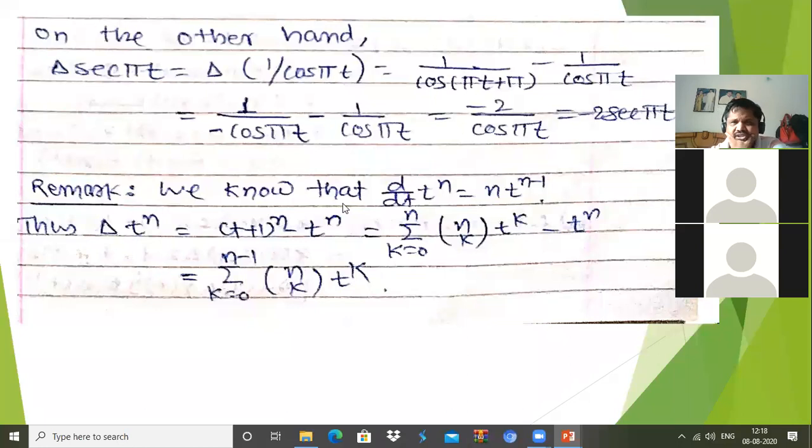Now we know the derivative formula, d by dt of t to the power n is n into t to the power n minus 1. In the same way we can obtain delta of t to the power n also, but we can't get the formula n into t to the power n minus 1. In place of that, what do we get here? Delta of t to the power n equal to, by using the definition, what will it be?